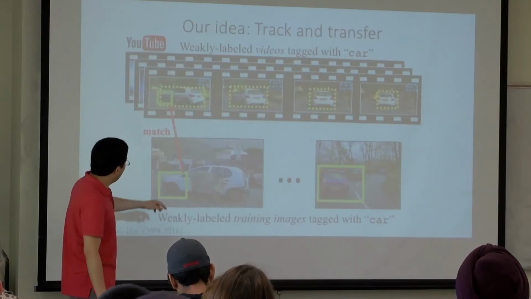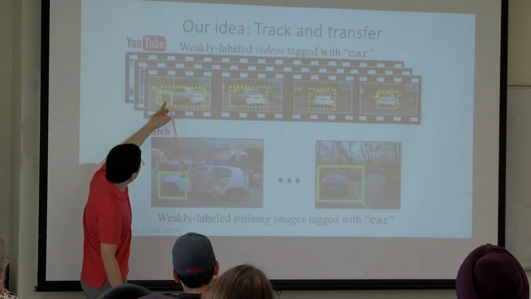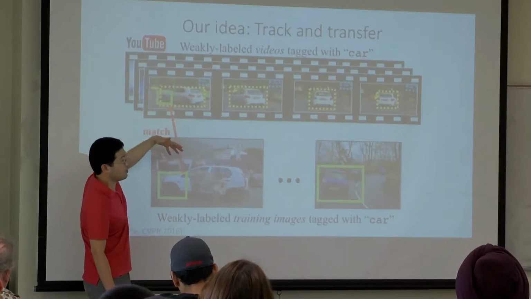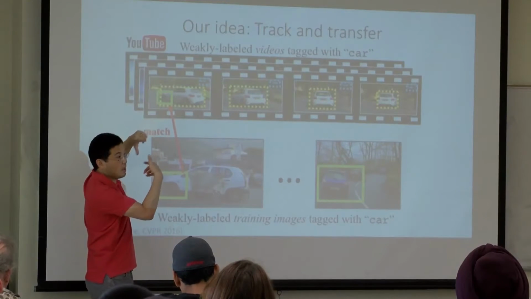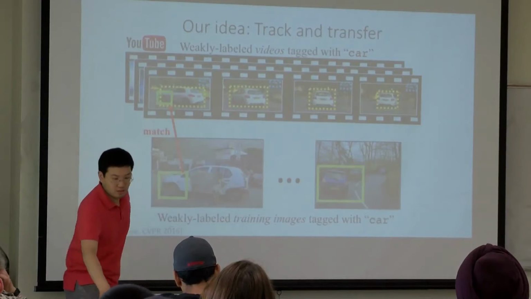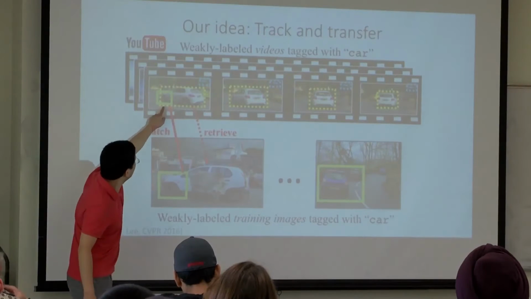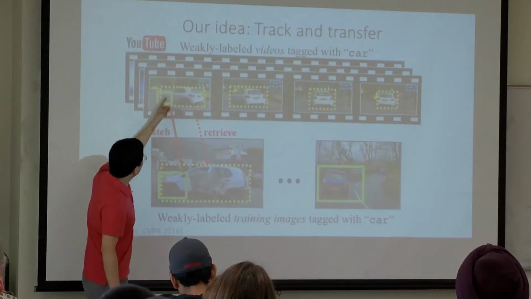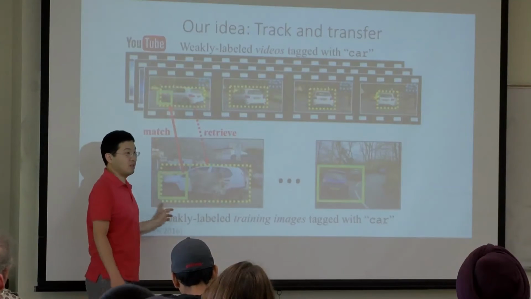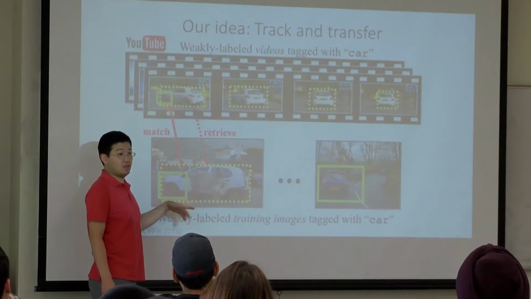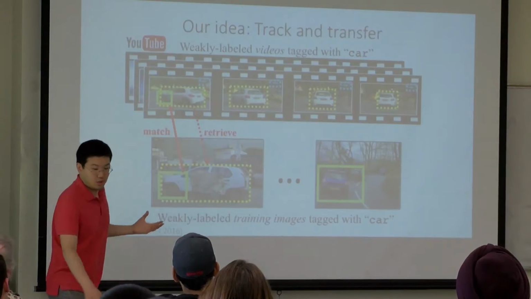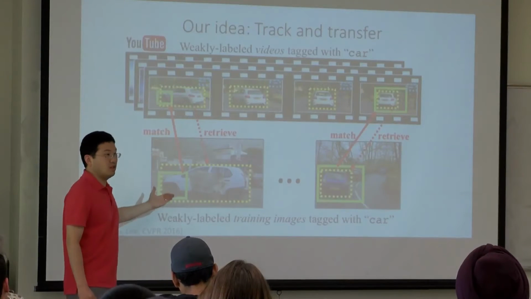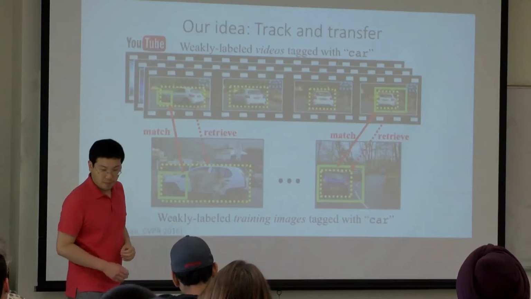Once you've made a match, conditioned on this match, our algorithm retrieves the corresponding box that's highly overlapping with this region. So it brings back this yellow tracked bounding box. You can see that by doing this, we obtain a much better localization of the car in this training image. And we repeat this for each of the training images in our weakly labeled training set.